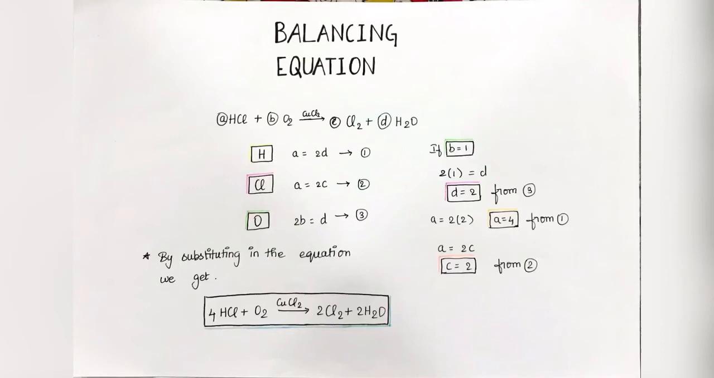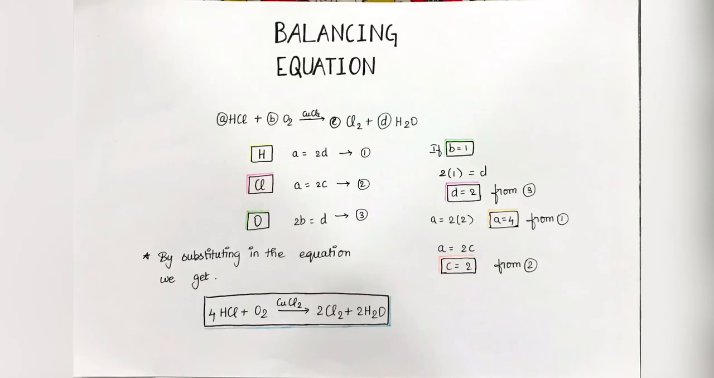The next step is equating the atomicity on the reactant side to the atomicity on the product side of an element. So for the first element, hydrogen, the atomicity on the reactant side is A, which is equal to the atomicity on the product side, 2D. So A equal to 2D will be our first equation. And for the element chlorine Cl, the atomicity on the left hand side, which is the reactant side, is A and the product side is 2C. So A equal to 2C will be the second equation.